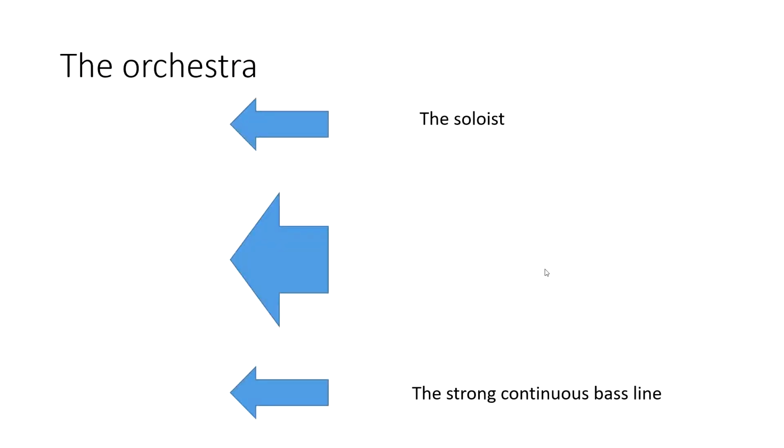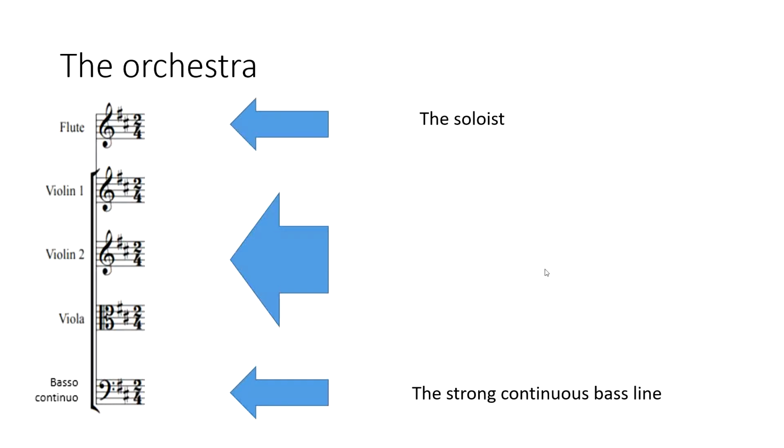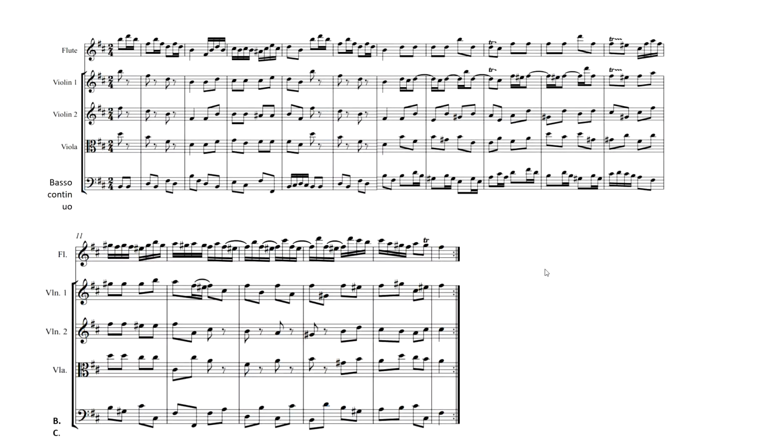So now we actually understand how important all these parts are when we're looking at the score. We can see that the flute is the soloist, the boss, the main part that we listen to. We have that strong, continuous bass line, which holds the foundation. And then in the middle, we do have our harmony. So let's have a listen to it all together to see how it all comes together.